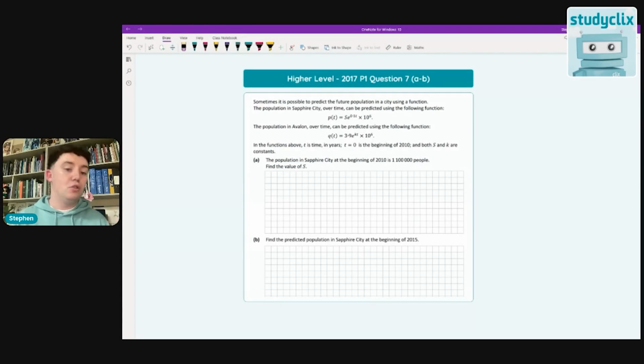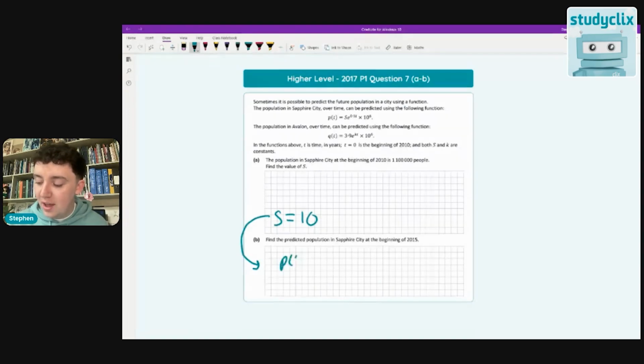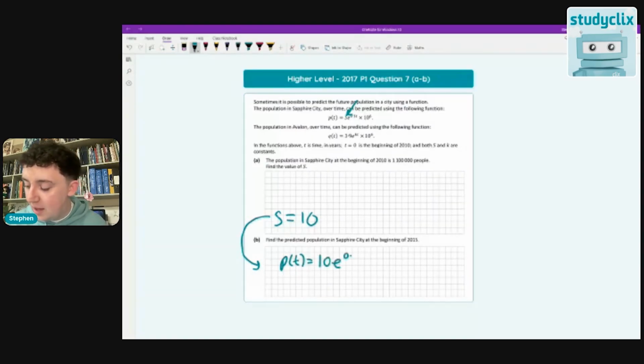Let's just say you can't figure out S, but you know how to do part B. You must do this. If you don't know the answer, make it up. Say S is 10. Don't know what S is, say S is 10, pick a number. What we do then is bring that value into the next part, so that when we're using the function, instead of S here, I'm using 10e to the 0.1t times 10 to the power of 6. And then you'll go off and do your part B using that wrong answer from up above.